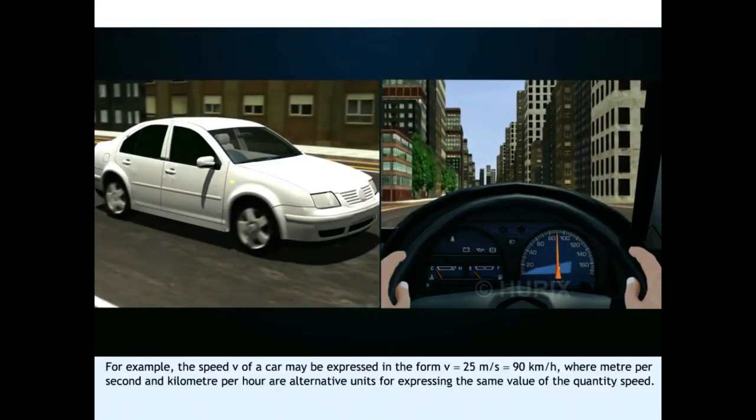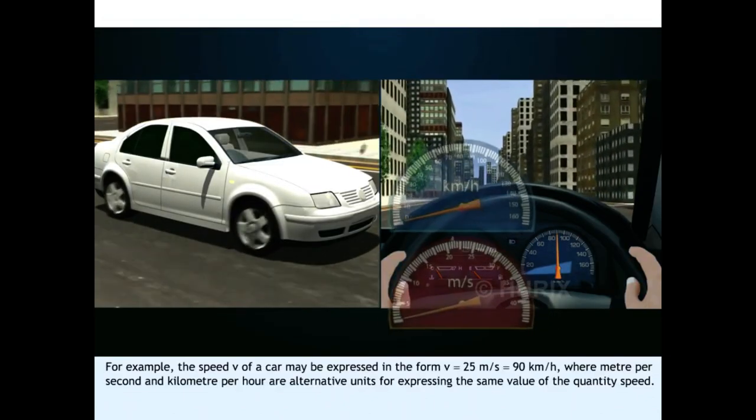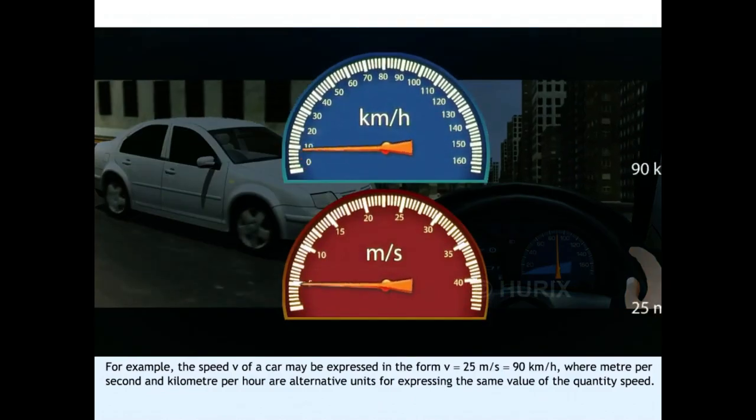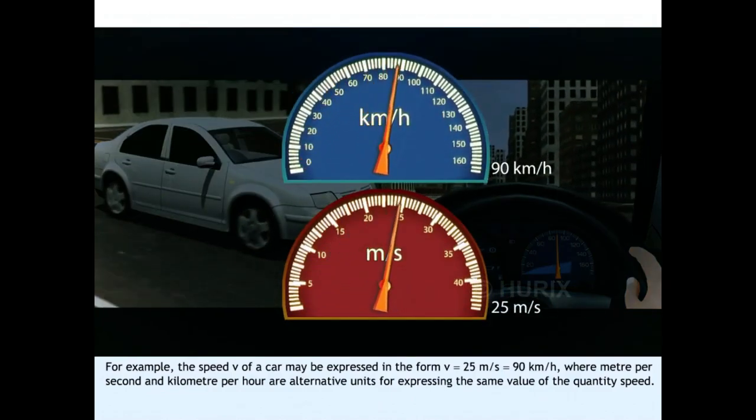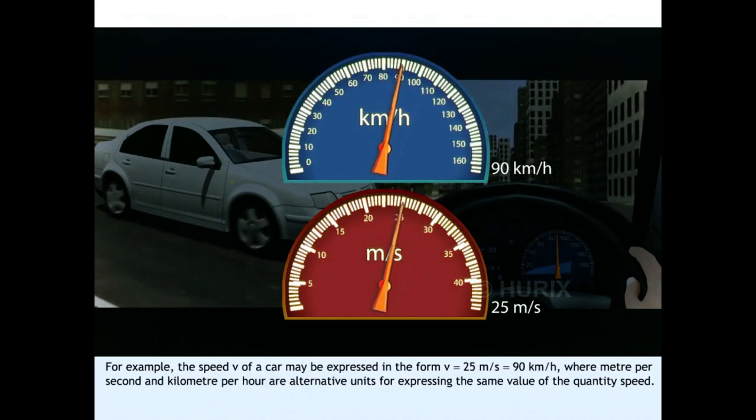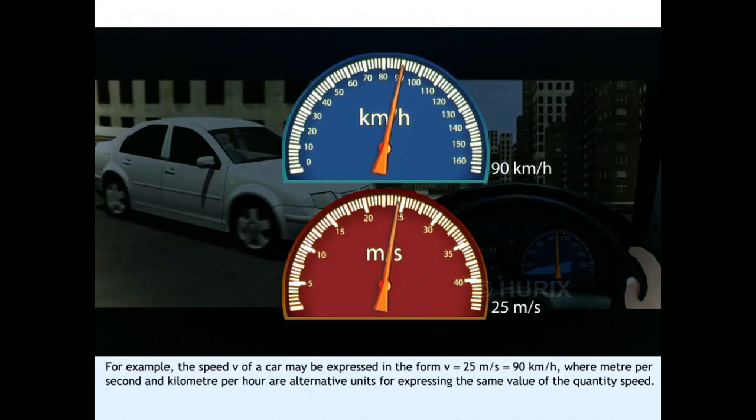The International System of Units, SI. The measurement of any physical quantity consists of two parts, a number and a unit. For a particular quantity, many different units may be used. For example, the speed v of a car may be expressed in the form v = 25 meter per second = 90 kilometers per hour, where meter per second and kilometer per hour are alternative units for expressing the same value of the quantity speed.